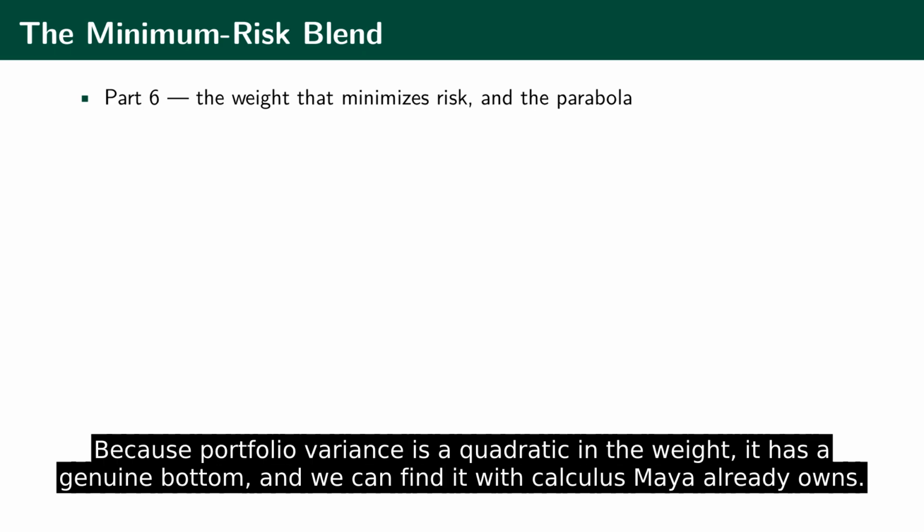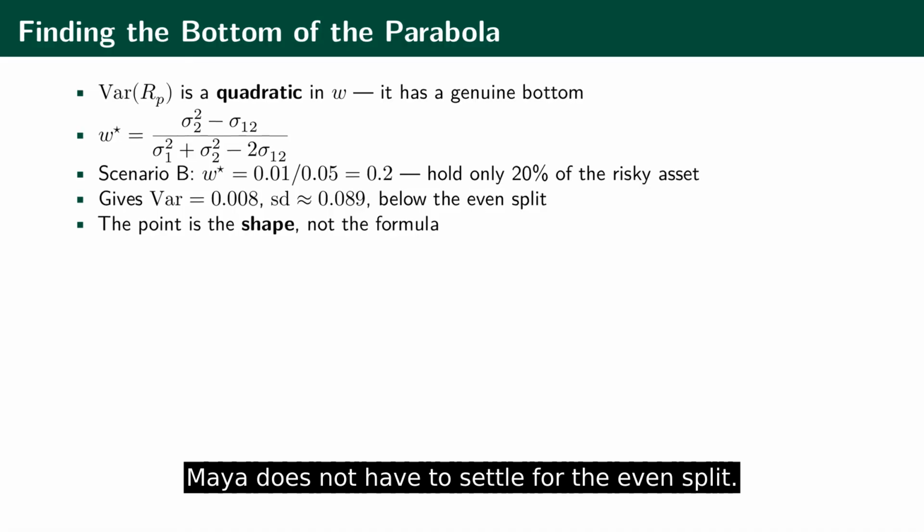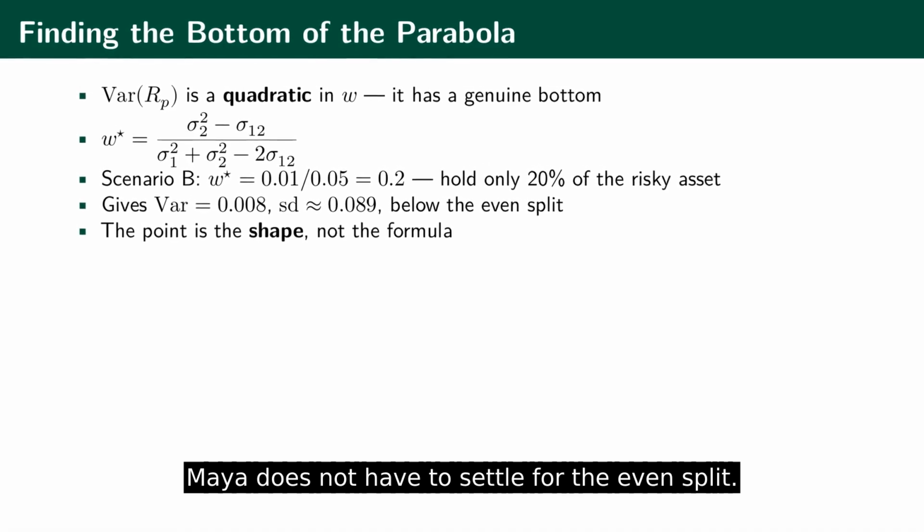Because portfolio variance is a quadratic in the weight, it has a genuine bottom, and we can find it with calculus Maya already owns. That parabola, with a minimum, is the seed of modern portfolio theory and of the optimization in next week's regression. Maya does not have to settle for the even split.